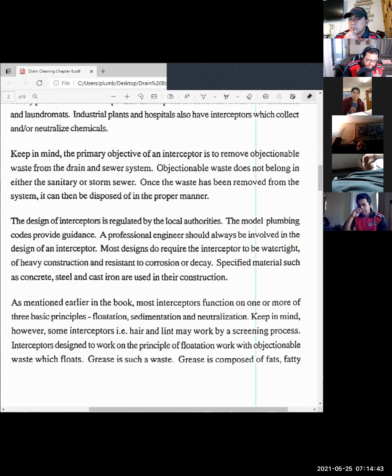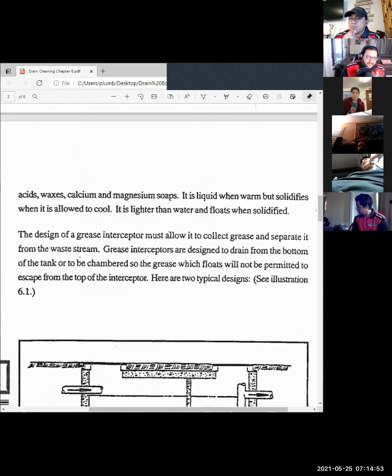Interceptors designed to work on the principle of flotation work with objectable waste which floats. Grease is such a waste. Grease is composed of fats, fatty acids, waxes, calcium, magnesium, and soaps. It is a liquid when warm, but solidifies when it's allowed to cool. So it is lighter than water and floats when solidified.